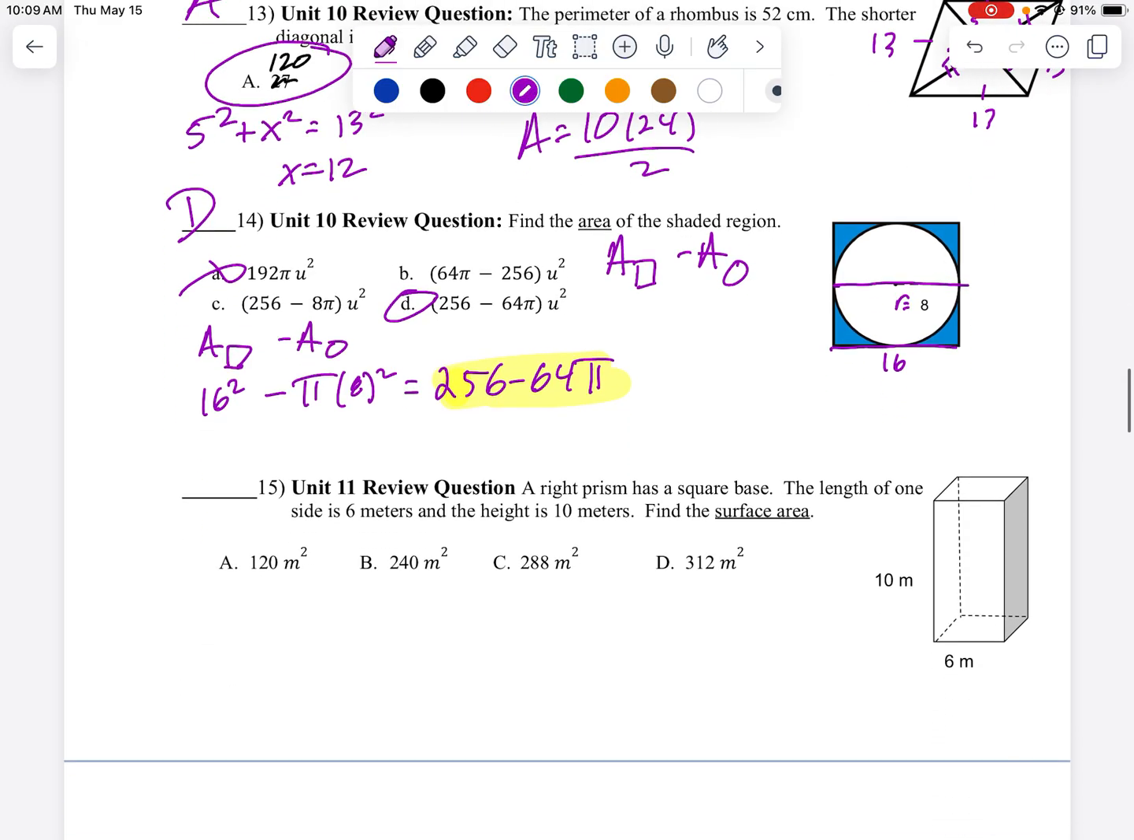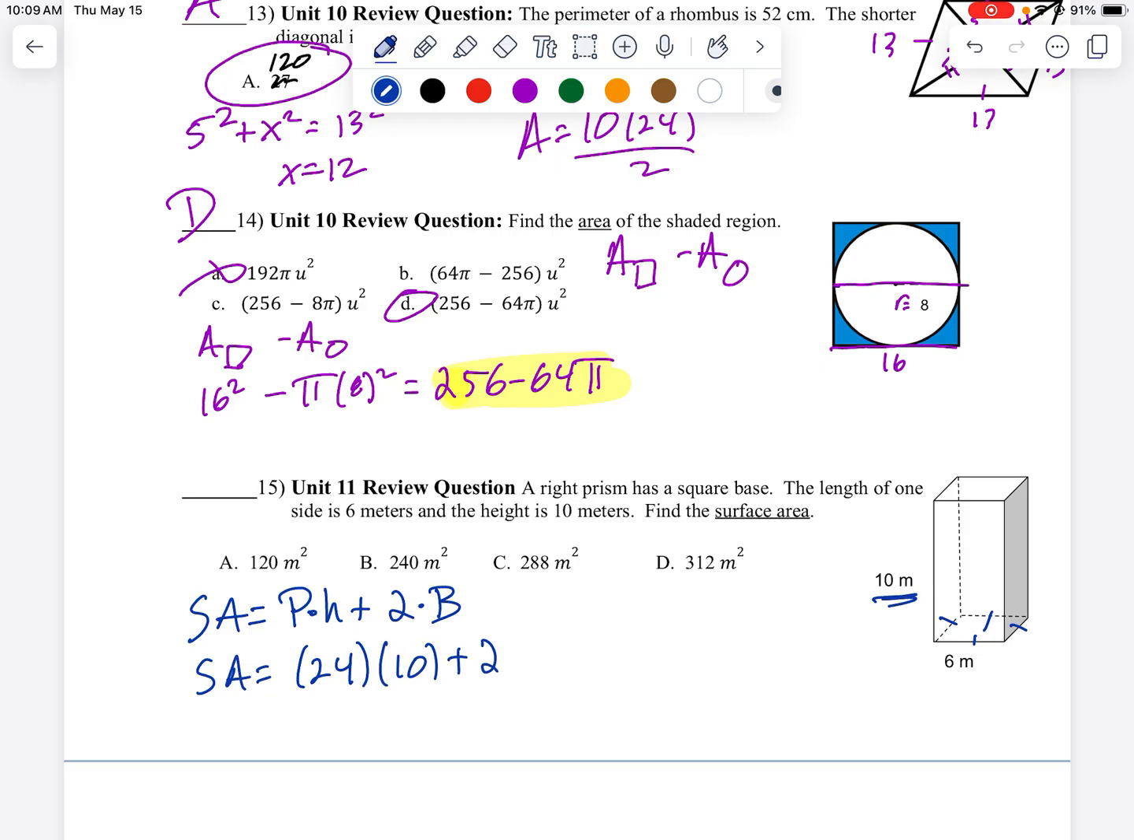Okay, surface area. Surface area of the prism. The prism has a square base. The length of one side is 6. The height is 10. So to find the surface area of a prism, it's the perimeter of the base times the height plus 2 times the area of the base. Since this is a square base, the perimeter is 24. The problem told you the height was 10, plus 2 times 6 squared.